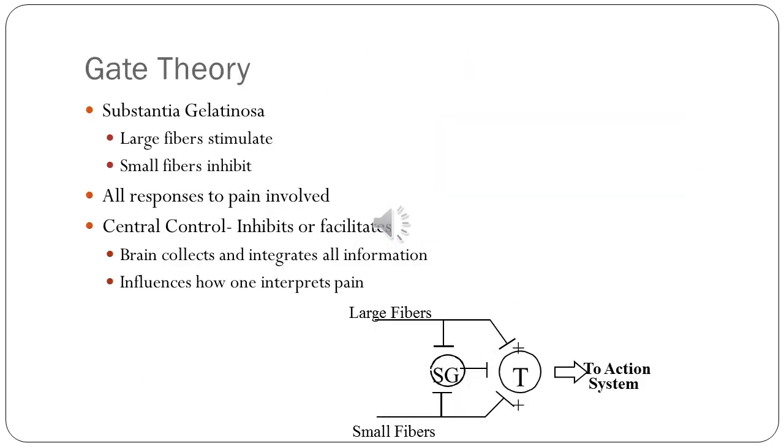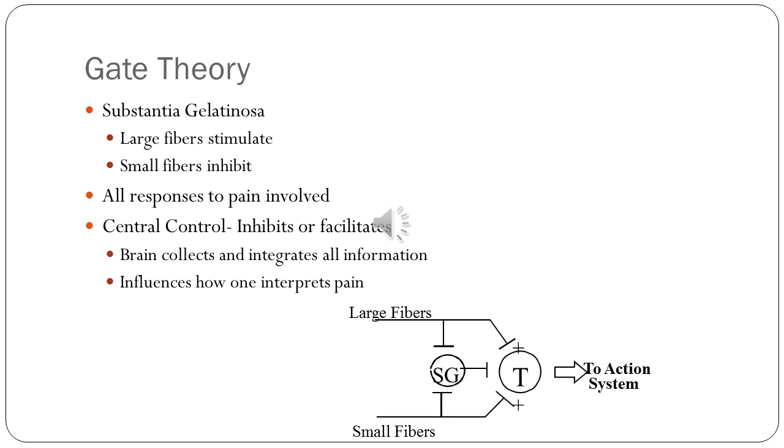Again, here we see a breakdown of the structures and how this works. For the substantia gelatinosa, large fibers stimulate, so the A beta fibers stimulate the structure. Small fibers inhibit, so the small pain fibers inhibit it. Ideally, if we look to control pain this way, we look to find some type of modality that will stimulate the substantia gelatinosa to close the gate. Responses to pain involve this concept.